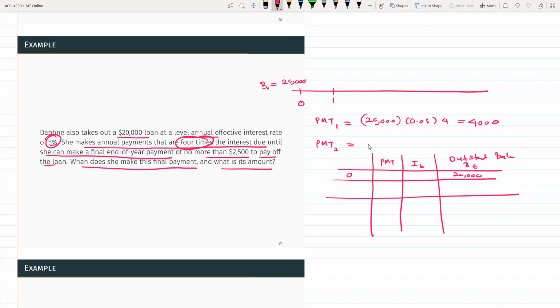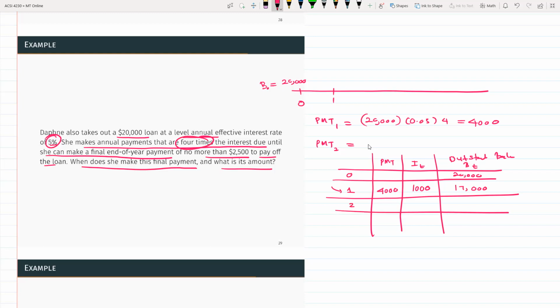So at the end of the year 1, the payment would be 4,000, because that's 4 times interest due. Then the interest is what? Interest is 20,000 times 0.05, which is 1,000. So then you are using 3,000. Remember, first you pay from the payment, 1,000 goes to the interest, then the rest goes to pay the outstanding balance. So the remaining balance is now 17,000, because you pay the 1,000 to the interest, then the remaining 3,000 you are going to use to pay the outstanding balance.